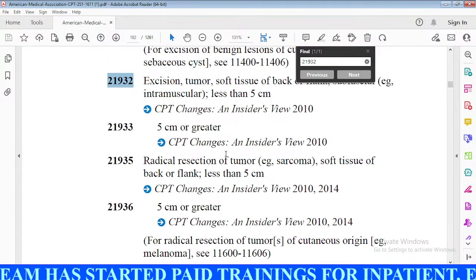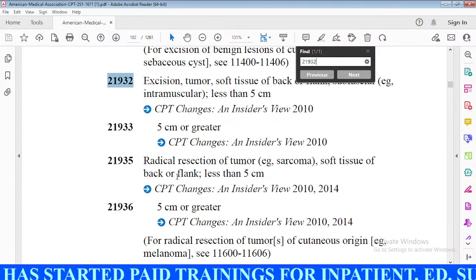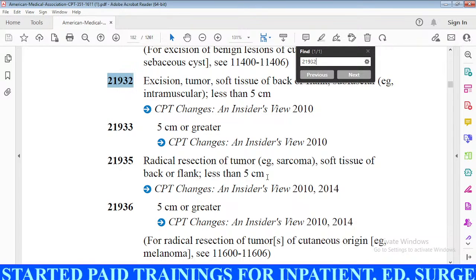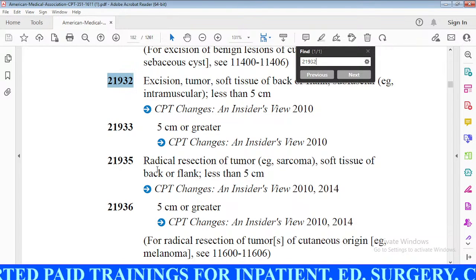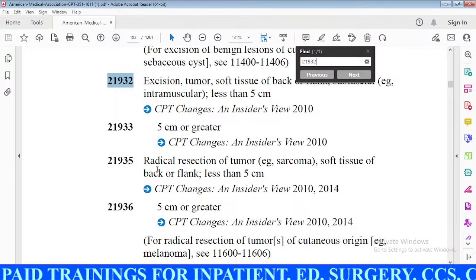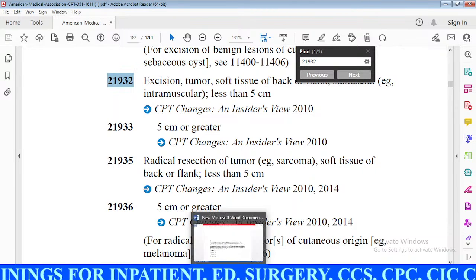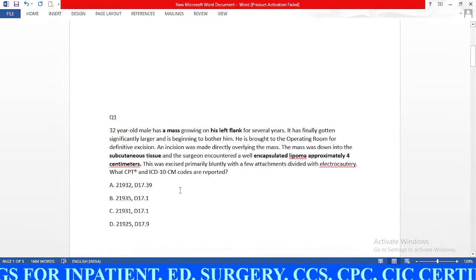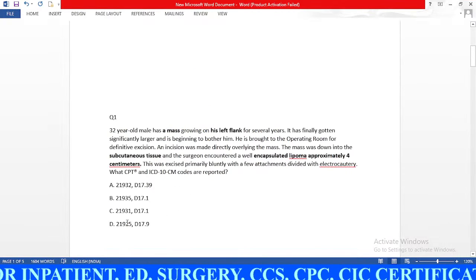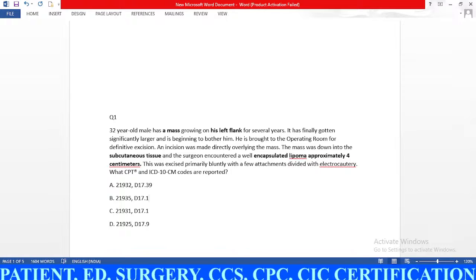This is radical resection of tumor soft tissue of back or flank less than 5 centimeters. So this is also wrong. Why? Because the physician is not performing radical resection in this session. He is only excising. So 21935 is also wrong. We will check 21925.